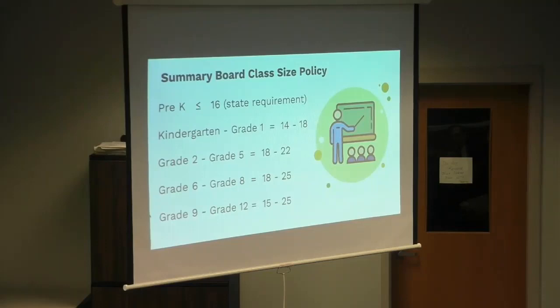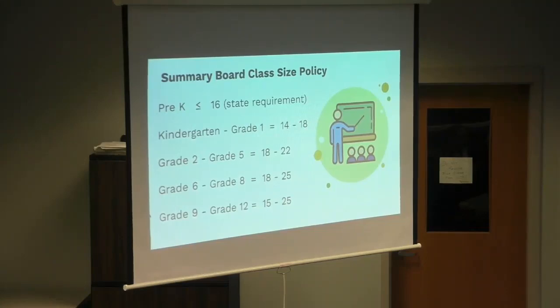Grade 6 to grade 8 is 18 to 25 students. And grade 9 to grade 12 is 15 to 25 students. And so how does this get applied? The policy also says that if you go one above or one below the policy recommendation, I don't need to come to the board to get approval for that. So we're able to manage that on the building level.